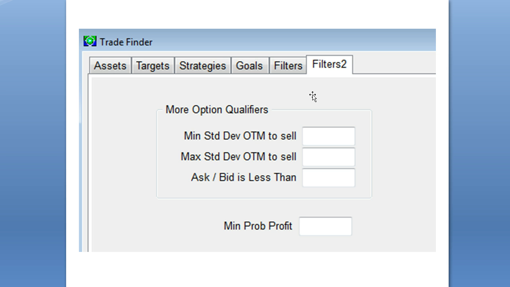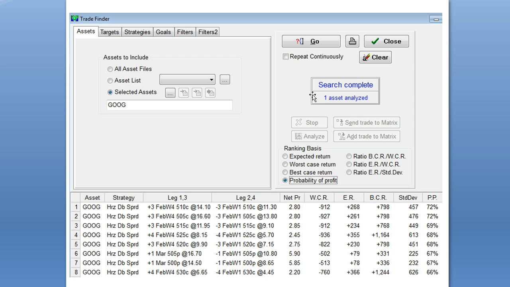I'm going to leave these blank. Certainly if I were selling condors, that's where we're doing, or strangles, that's when we're doing these standard deviation shorts out of the money like this. Okay, we then have our information. We click the Go button. It cycles through all the possibilities.